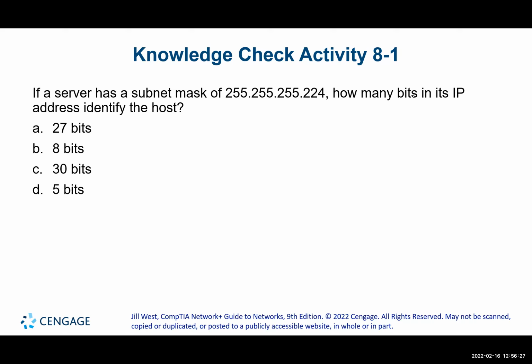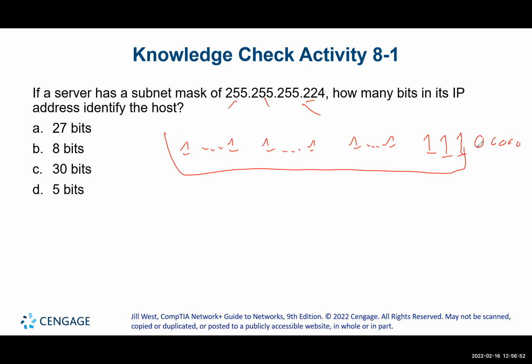It's very simple here, right? You see, 255 here, that means you have 8 bits of number 1. 255 here, you have 8 bits of number 1. 255 here, you have 8 bits of number 1. Now 224. This one is 128, right? This one is 64. You add them up together, you have 192. And this one, you have the 32. You add them up together, you have 224. And of course, you have 0 here. So you see, you have 27 bits of number 1, and you have 5 bits here of number 0. That is the host portion here. Now the correct answer is this one.